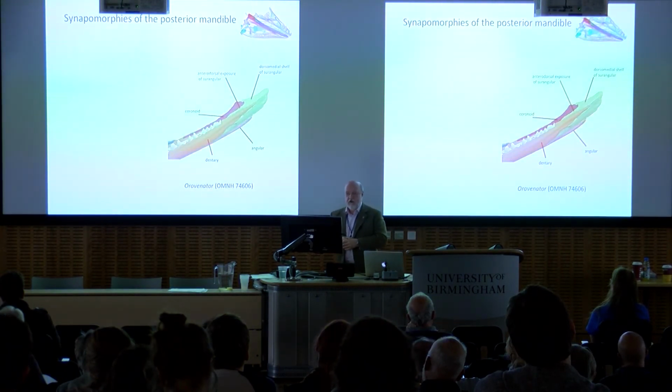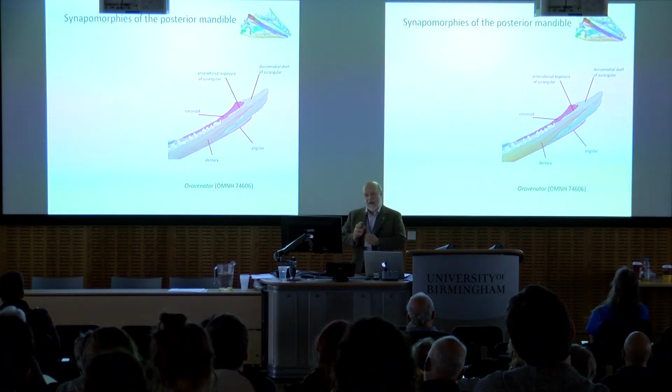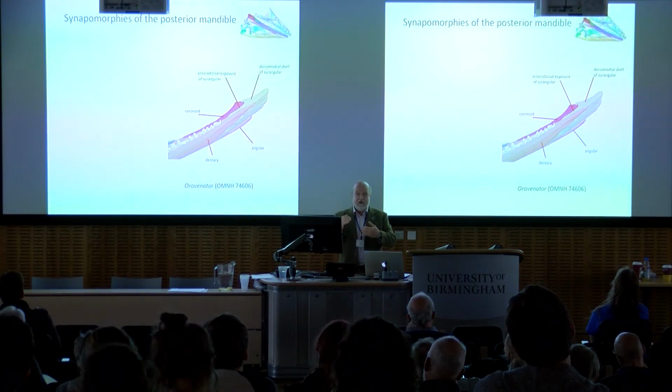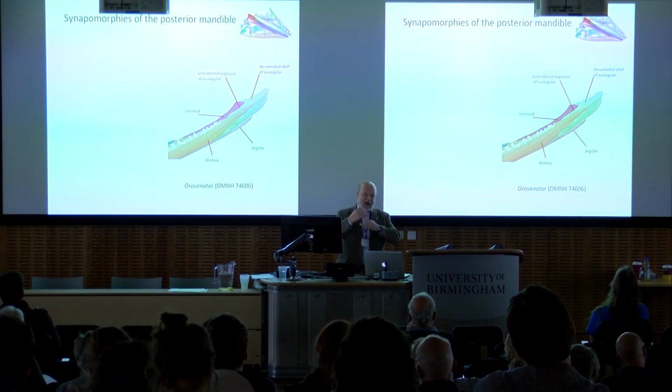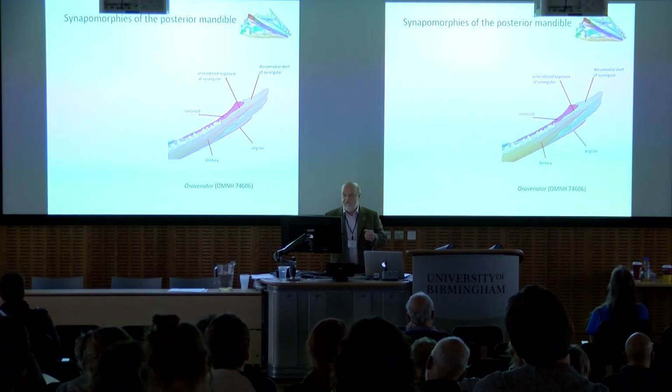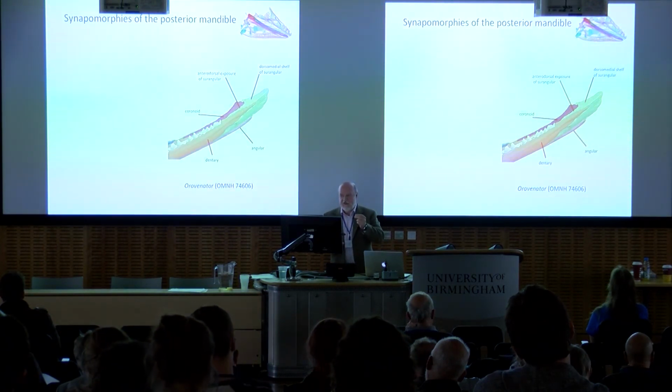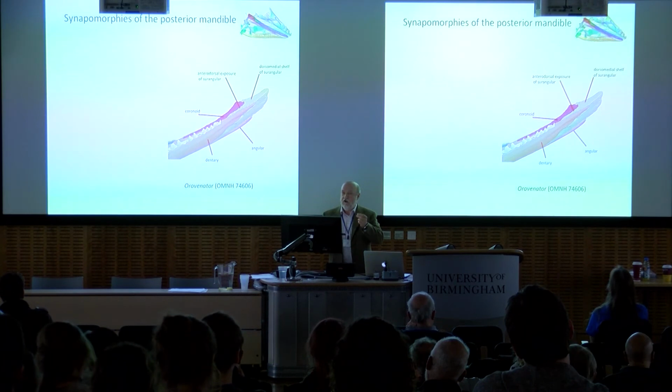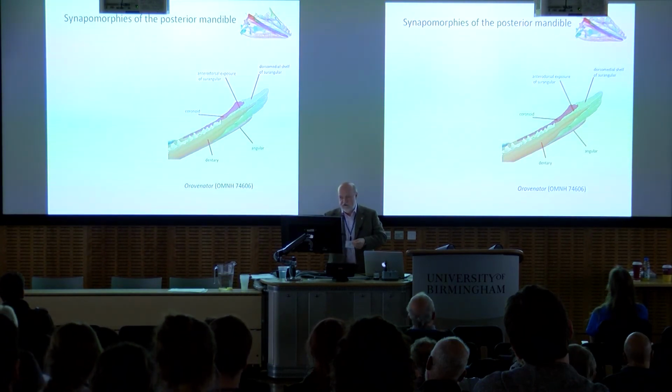We have a nice posterior mandible here of Orovenator. A couple of things I want to point out here are the dorsomedial shelf of the surangular. This is quite specific. It overhangs the adductor fossa on the medial side of the mandible, and it sends forward a very slim splint-like anterodorsal exposure of the surangular, which separates the coronoid from the dentary.